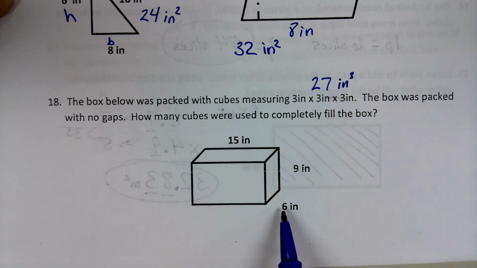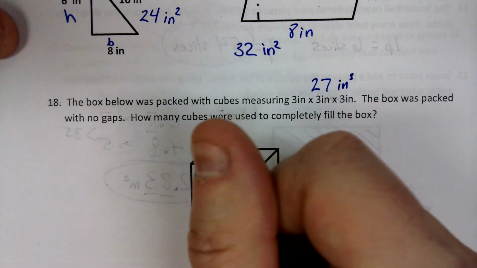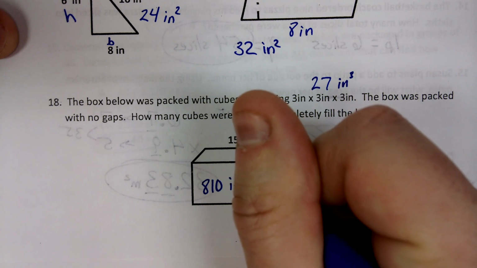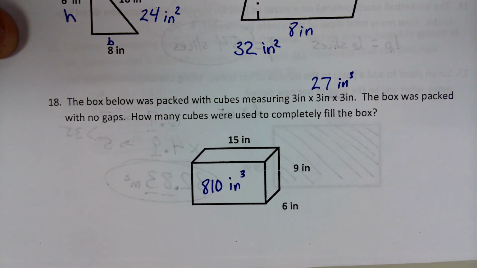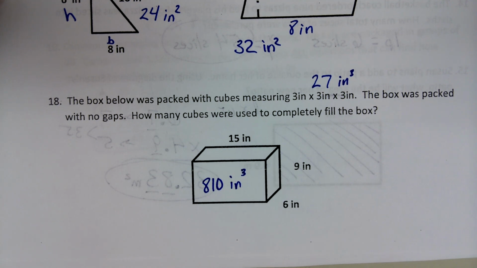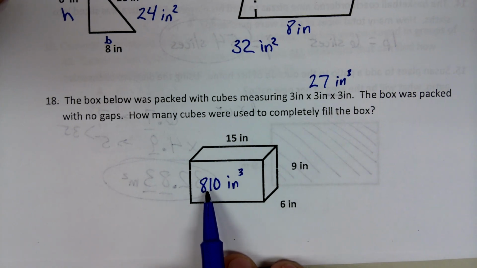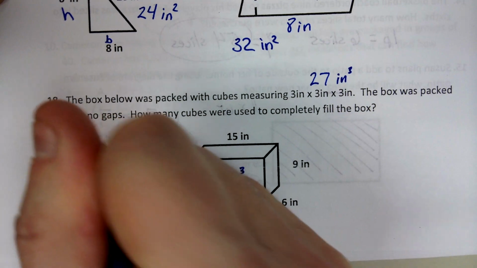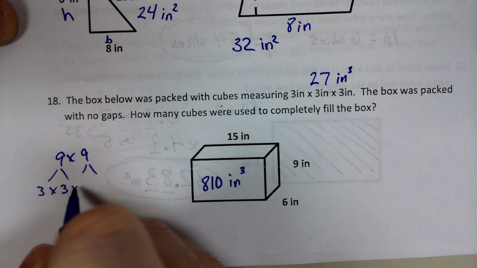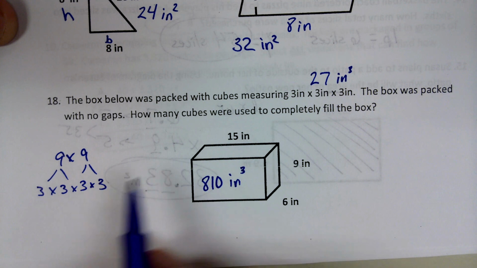So 15 times 6 would be 90. And then 9 times 90 would get me 810 cubic inches. And as we've said before, the numbers are never accidental. If you know your powers of 3, you might have noticed, hey, wait a minute, that's kind of like 9 times 9. And 9 times 9, if I could break that down, would be the same as 3 times 3 times 3 times 3.